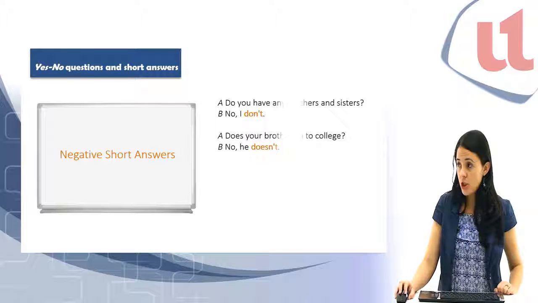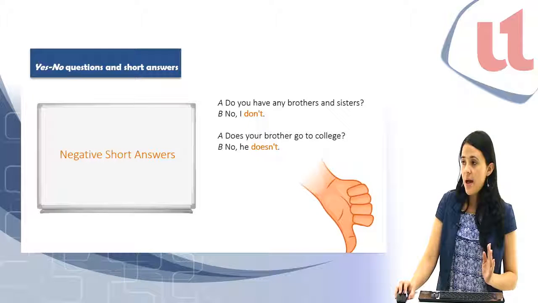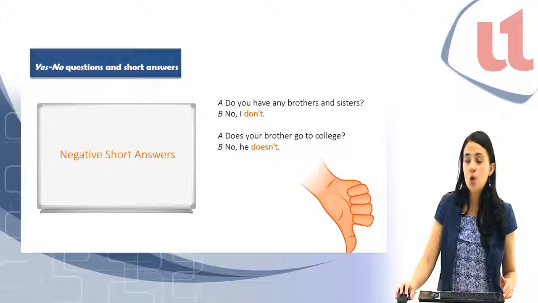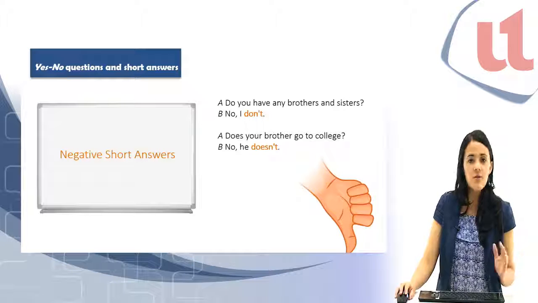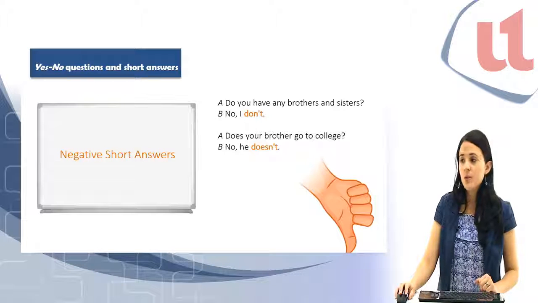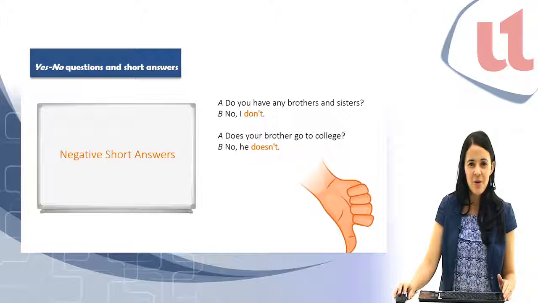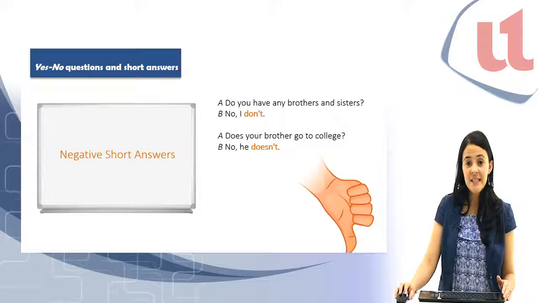In negative short answers, we use no plus pronoun plus don't. En respuestas negativas cortas, utilizamos no más el sujeto, que puede ser un sustantivo, un pronombre, más don't o doesn't. Por ejemplo, do you have any brothers and sisters? ¿Tiene usted hermanos y hermanas? No, I don't. No, no tengo. Does your brother go to college? ¿Va su hermano a la universidad? No, he doesn't. No, él no va.